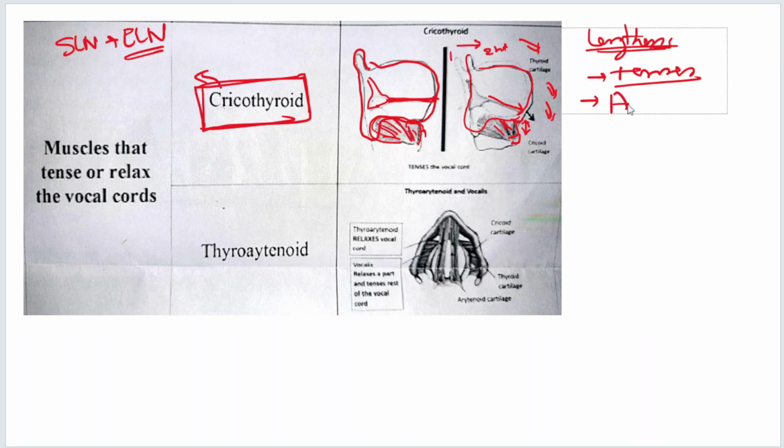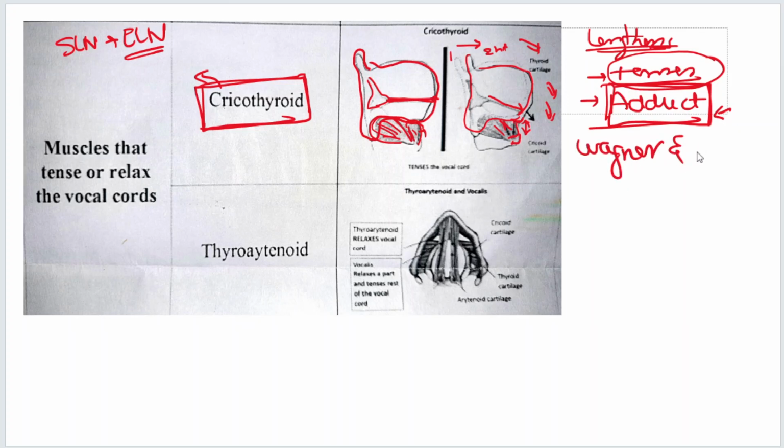There is also another function of the cricothyroid. In the absence of other muscles which are going to stop it from action, suppose all the muscles are going to act, we do not call cricothyroid an adductor. But according to Wagner and Grossman theory, the cricothyroid, probably in the absence of other muscles which are acting, will not only tense the vocal cord, it also adducts the vocal cord. This is according to the Wagner and Grossman hypothesis. We are going to come to that.